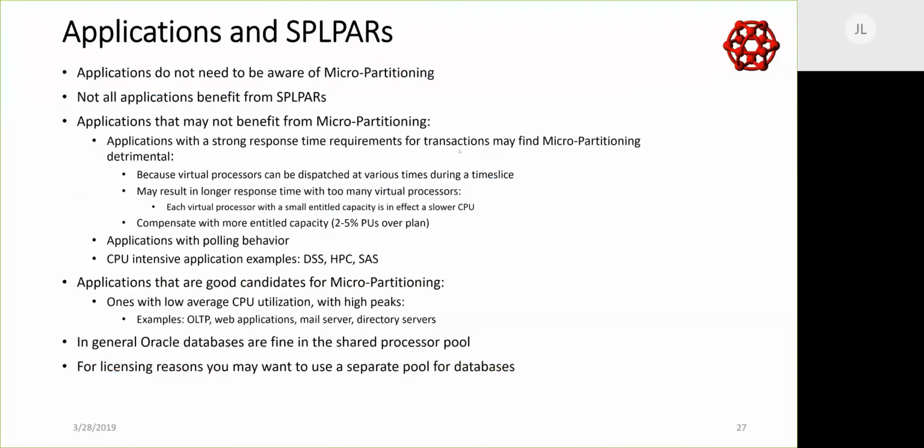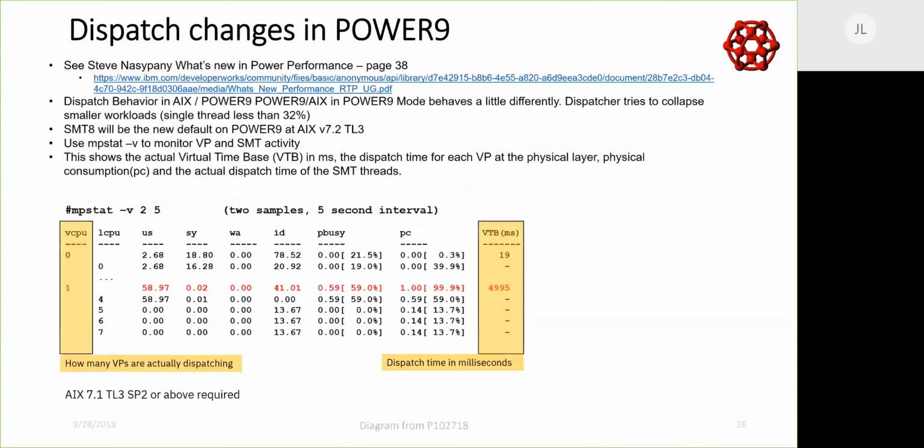And then there's a slight change in Power 9, where because people were running into issues on their small workloads, Steve Nasipany is going to be talking about this at the PTECU, but basically the dispatcher now tries to take those little tiny workloads and collapse them. So as of Power 9, you may start to see virtual processor folding again.